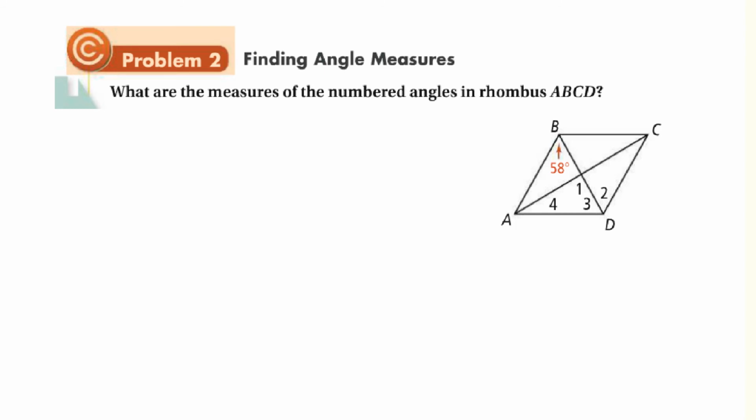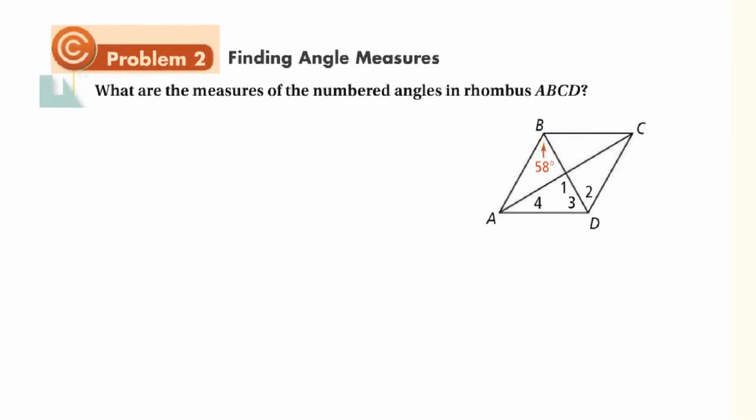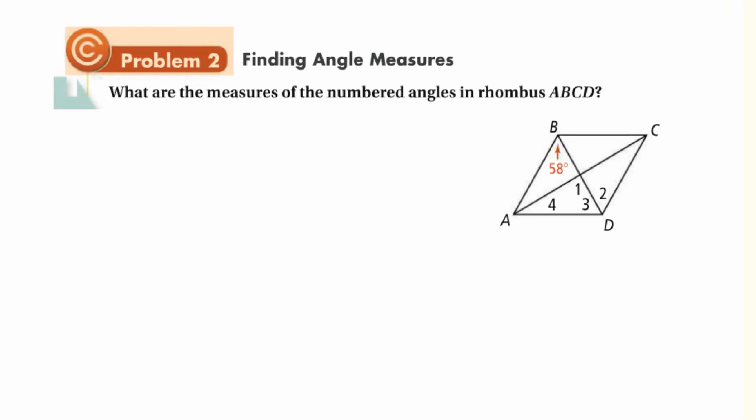Because the rhombus is a parallelogram, the opposite angles are going to be congruent, as within any parallelogram. So B and D are going to be congruent, and A and C are also going to be congruent. Well, we also know that the diagonals in a rhombus bisect the opposite angle. So that if this part of angle B is 58, that means this part has to be as well. So therefore, 2 and 3 are also 58 degrees.